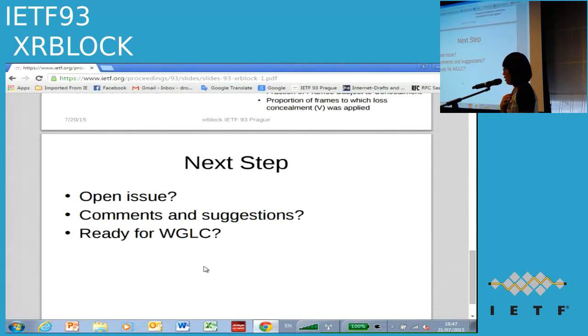We also think this document is currently in good shape, and we think it's ready for working group last call. So are there any other issues or comments? How many people have read the draft? Yeah, okay. The usual suspects. And the usual suspects have opinions?